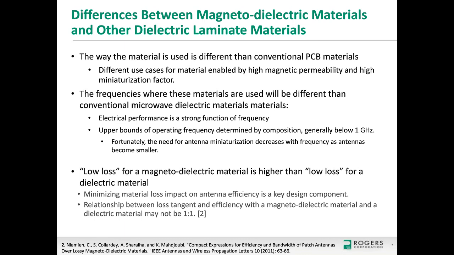And the other point is low loss for a magneto-dielectric material is going to be higher than a low-loss dielectric material. And so a key component of antenna design is understanding the losses of the material and then designing your antenna in such a way that you're able to maintain your efficiency targets with the losses of the material taken into account. There has been some research that's postulated that the relationship between loss tangent and efficiency is not the same between a magneto-dielectric material and a dielectric material. So it's not exactly the same impact of loss, but you still need to take the loss into account when you're doing a design with these materials.